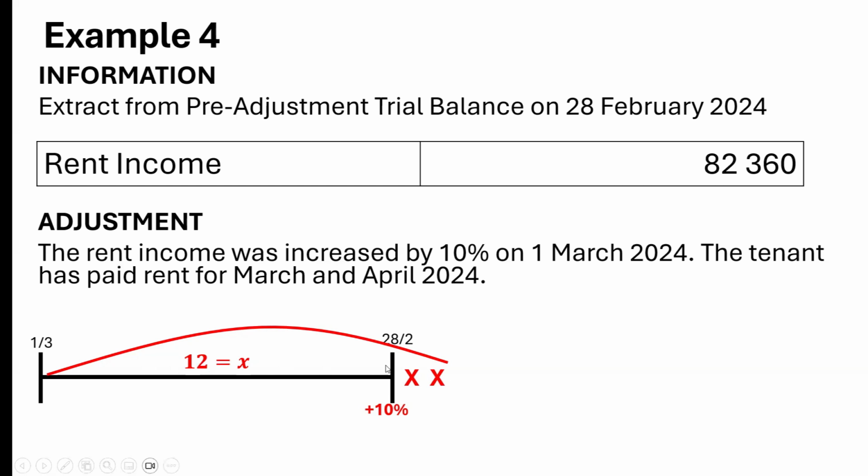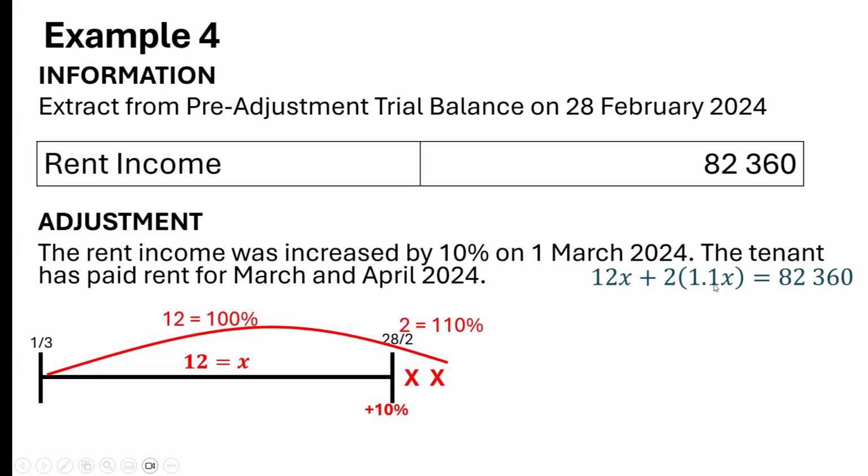So for the first 12 months, before the increase, the rent was X. So for 12 months, the rent is X. For those 2 months, it's after the increase. So year rent is 100%, right? After the increase, it is now 110%. For 2 months, it's 110%. So we do another simple X sum again. For 12 months, rent was X. Plus, for 2 months, it's 1.1x.